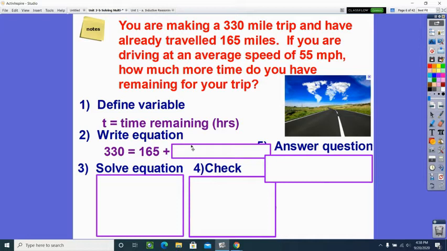Well, the remaining part of the trip is going to happen with this 55 miles per hour. So for every hour you travel going forward, you're going to add 55 miles to this total. So if you kind of look at this equation, there's your total. That's what's already happened. That's what's going to happen. And now we're ready to solve.